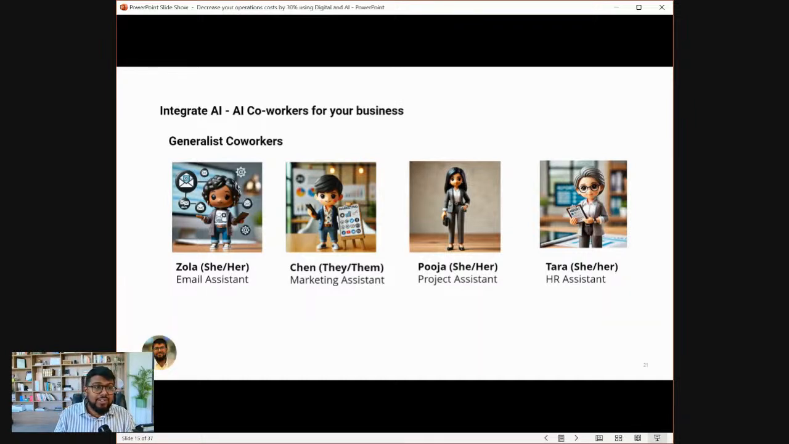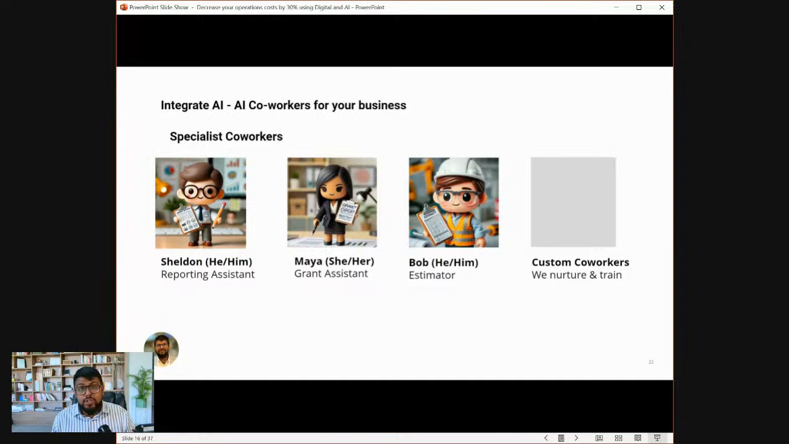We have built these co-workers from different ethnic diversities and different genders, to make sure that we have this diverse input into our organization. Then you have specialist co-workers, like Sheldon, who is our reporting assistant. In the use cases, you would see how Sheldon can integrate with a lot of systems and help you with different types of reporting.